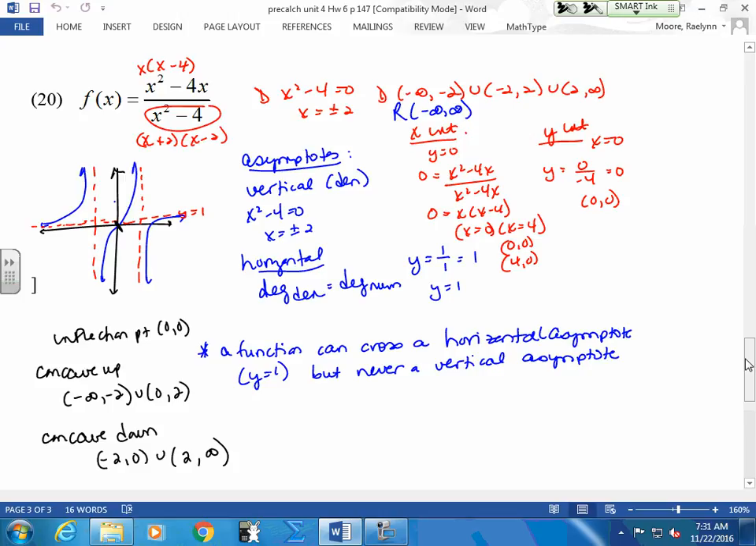It can't cross a vertical. Verticals come from your denominator. It can cross a horizontal one, but it can't cross a vertical. And these use this one as guidelines.